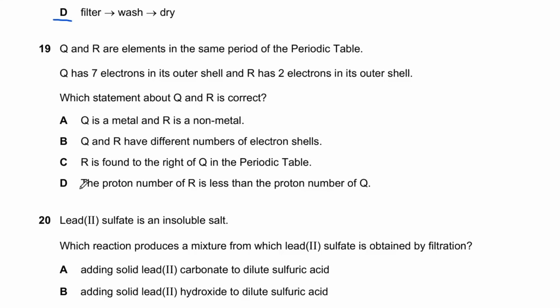Then option D is our correct answer, because across a period, proton number increases from left to right, metallic character decreases, and the number of shells stays the same. So if you look at this, it perfectly fits D: the proton number of R is less than the proton number of Q. This is because R comes first in the periodic table before Q, so it has a smaller number of protons.